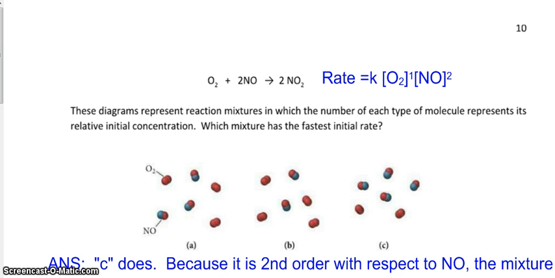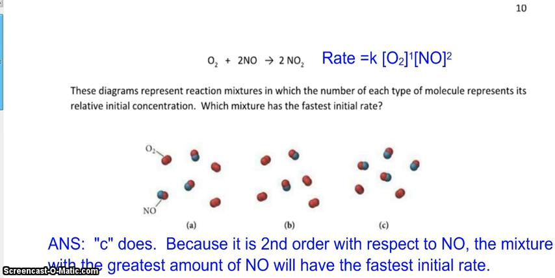So here's problem number 8. It says that it's first order in oxygen and second order in nitrogen dioxide. So I just went ahead and wrote down the rate law, out of pure habit probably. And then it asks, out of each of these initial concentrations, which one's going to go fastest? Well, it really depends on the concentration of your second order reactant, because that's the one that's really going to determine the rate. So I wrote answer C, because with respect to NO, it's second order, so the mixture with the greatest amount of NO will have the fastest initial rate. So that's kind of a straightforward problem.